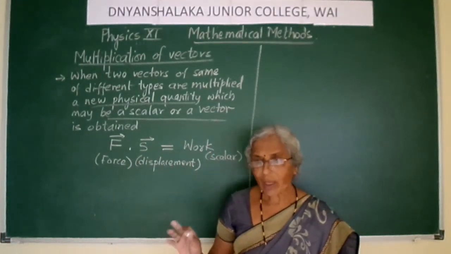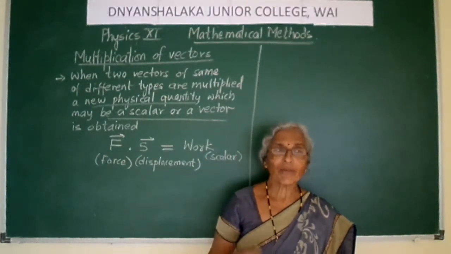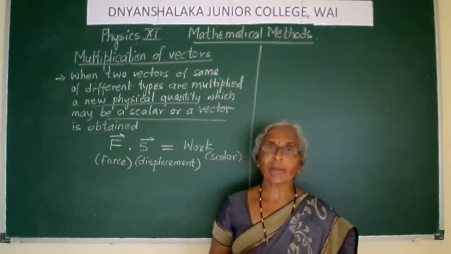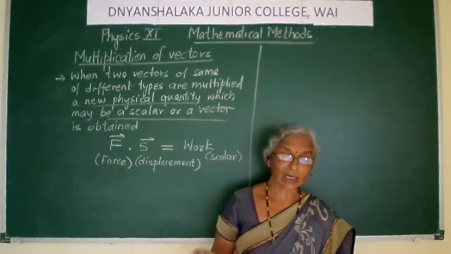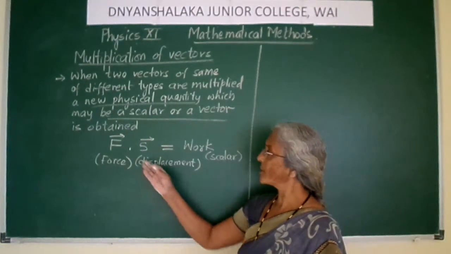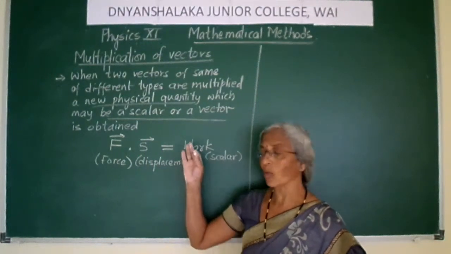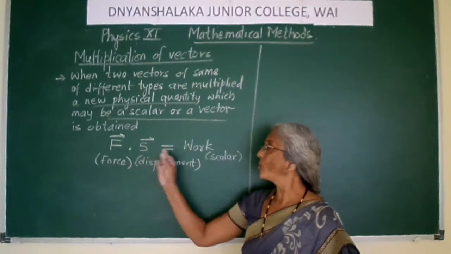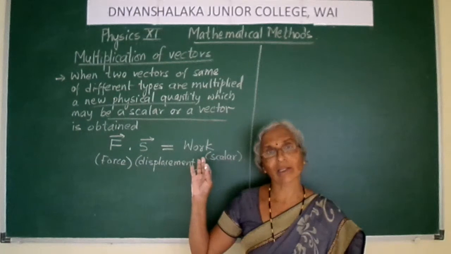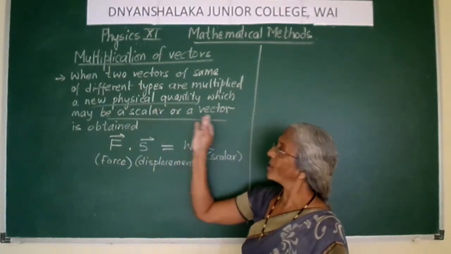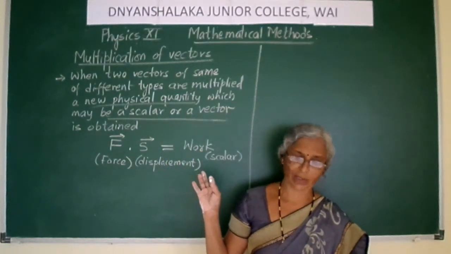Okay. Now, it is not necessary that two vectors when they multiply will give you a scalar quantity. No. Multiplication of two vectors can also give a vector quantity. So it can be a scalar or it can be a vector.